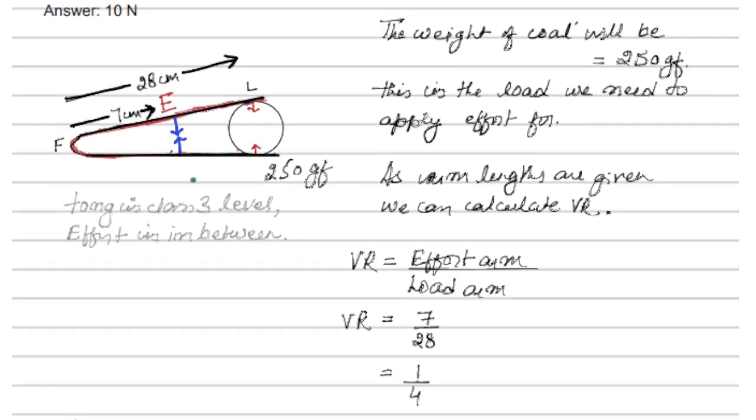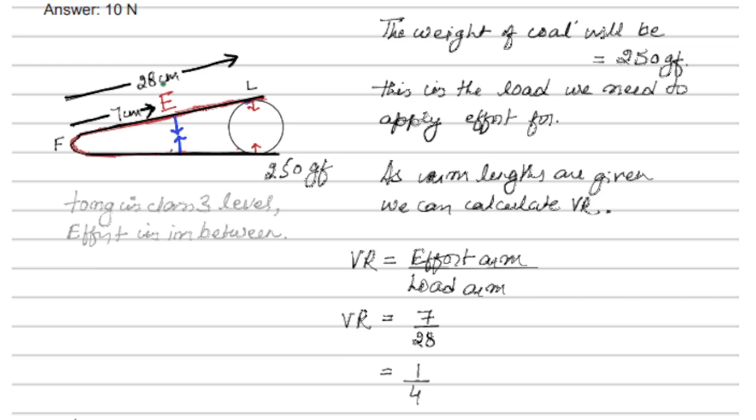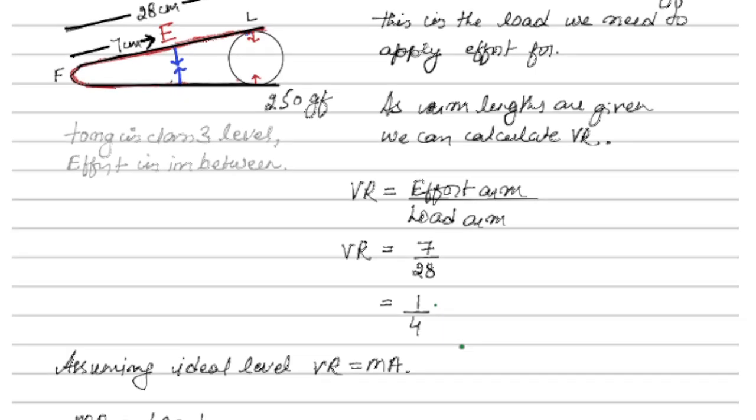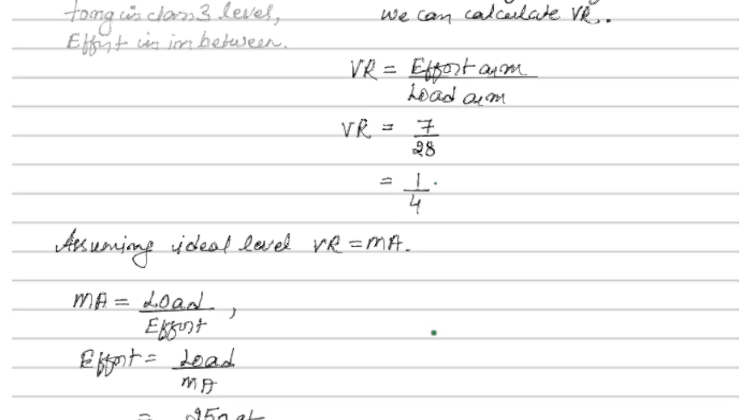So effort arm, if you see, it is 7. Load arm is 28, so it will be 7 by 28 or 1 by 4. So here the 1 by 4 is the velocity ratio. If the lever is ideal, mostly we can assume, VR is equal to MA. So mechanical advantage is 1/4. See, here the mechanical advantage is not greater than 1.